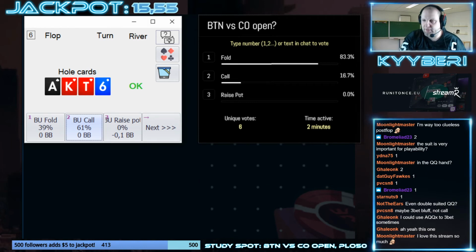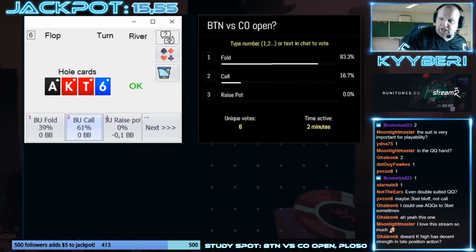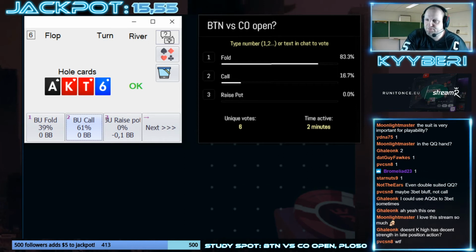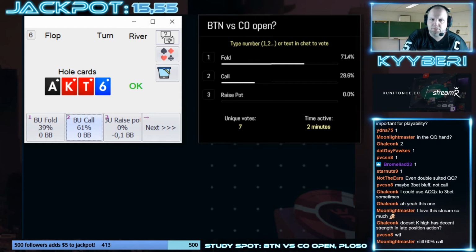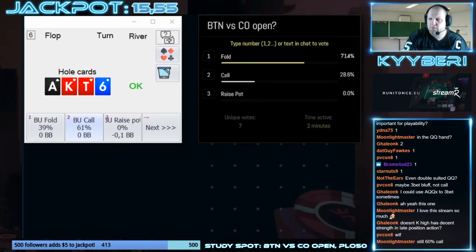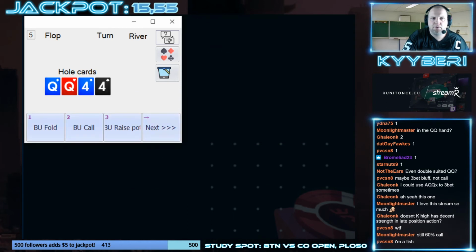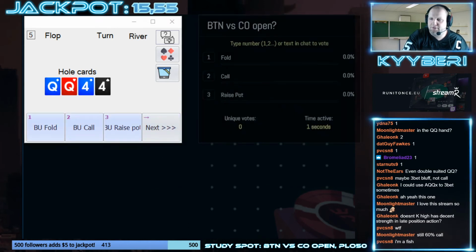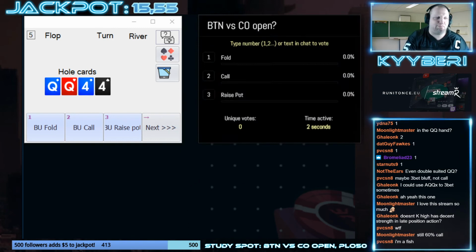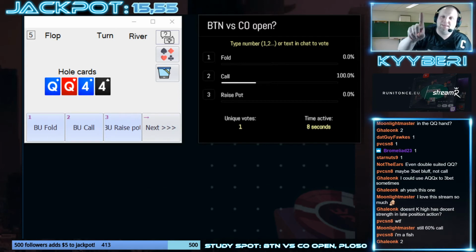Wow. Mixed strategy. Twitch chat was onto something. 83% says fold. 6% call. 3 broadways. Yeah. It's versus cutoff open. Wow. Oh. My 3-betting finger is aching. It's itching here. This is my 3-bet finger.